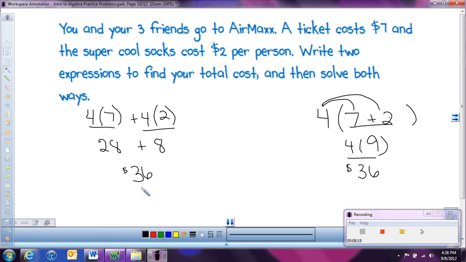$36. So the big idea from this lesson to take away is that the distributive property is another way to solve problems instead of using order of operations. And to use the distributive property, we distribute the number that's on the outside into both numbers that are inside the parentheses. And we always pull our operation sign straight down. We keep that the same.